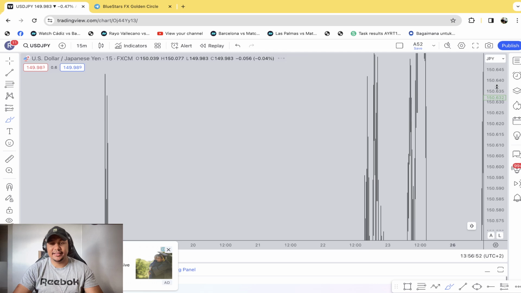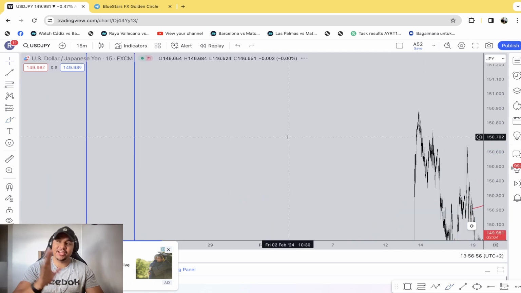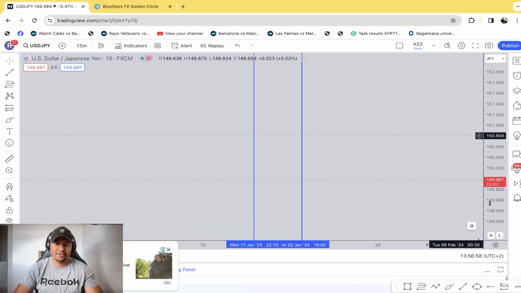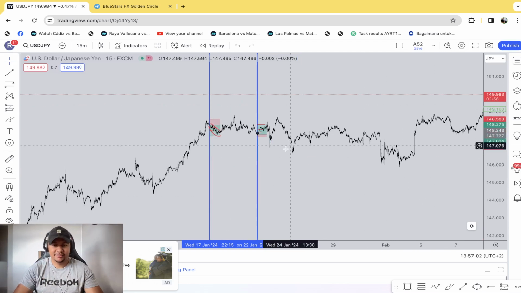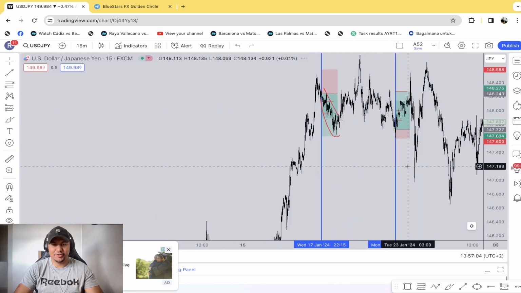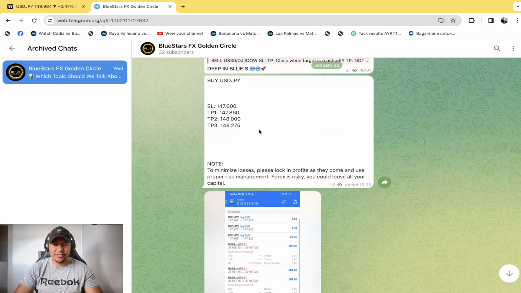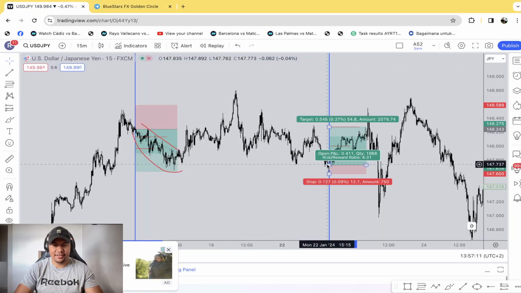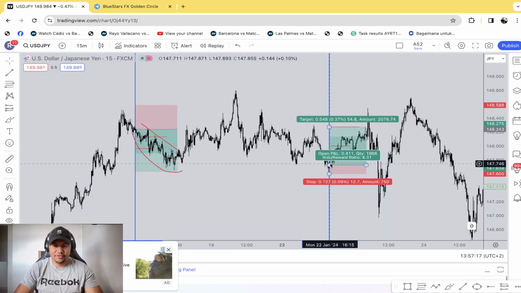One thing I do like about certain signal groups that I do review is that it's just straightforward. You get a signal, that's it. Maybe here people will talk a lot, but it's good to just send the signals. Buy USD JPY, January the 22nd, just after 4, sorry. There we go, beautiful trade.